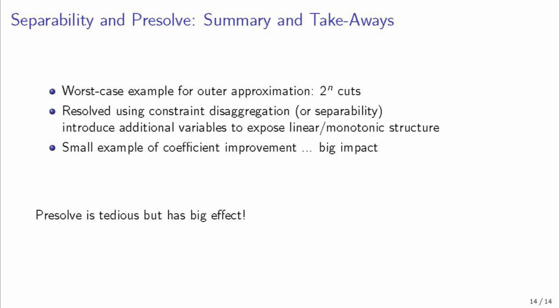Okay, so this lecture was really about looking at a worst case example for outer approximation. That was this ball inside the hypercube. And then from that, learning that there's a way of rewriting the constraints, disaggregating the constraints, separating the constraints out, and then performing linear outer approximation separately on each of those little pieces. And that's a really powerful technique that helps solve problems much, much faster.